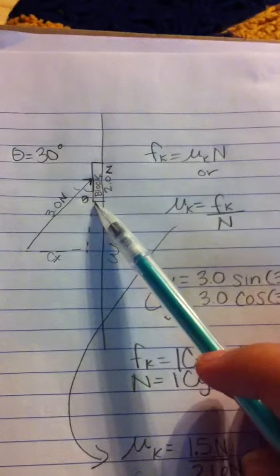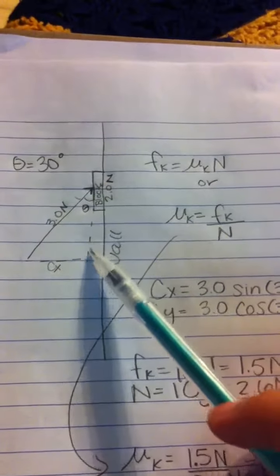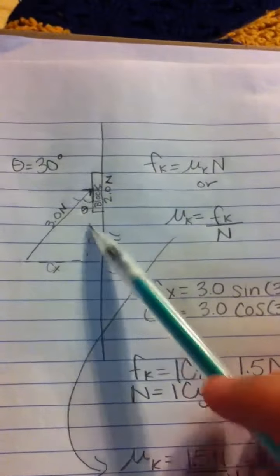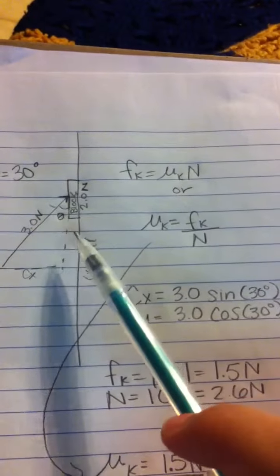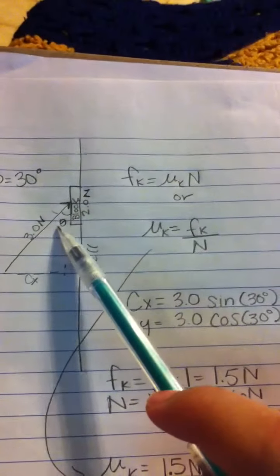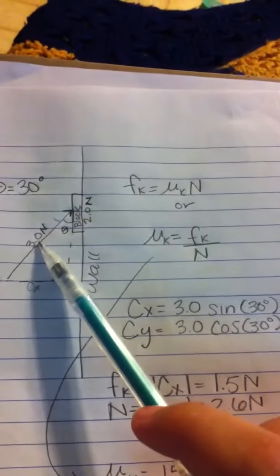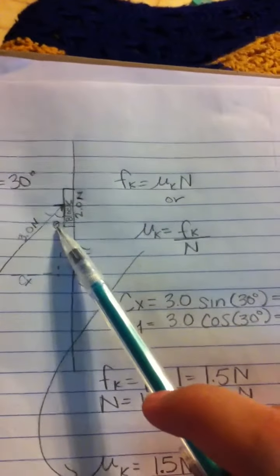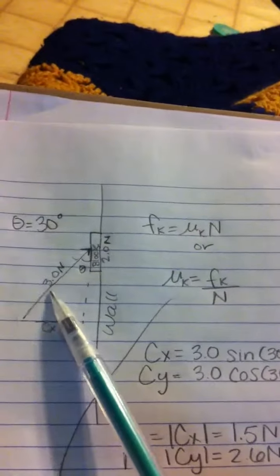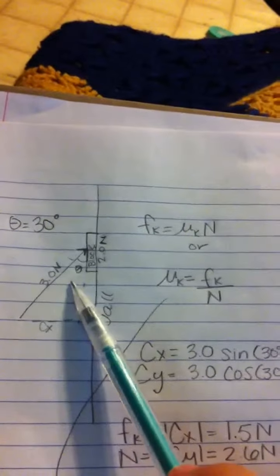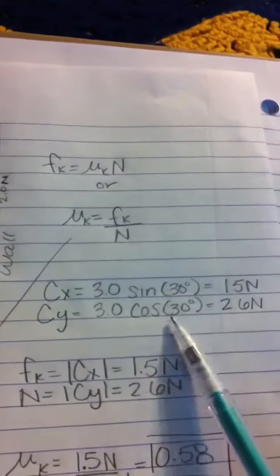So I drew my x and y components, and then to find the x component, I did the sine of 30, so it would be 3 sine of 30, and I got 1.5 newtons. Then to do the y, I did cosine, so it would be 3 cosine of 30, and I got 2.6 newtons.